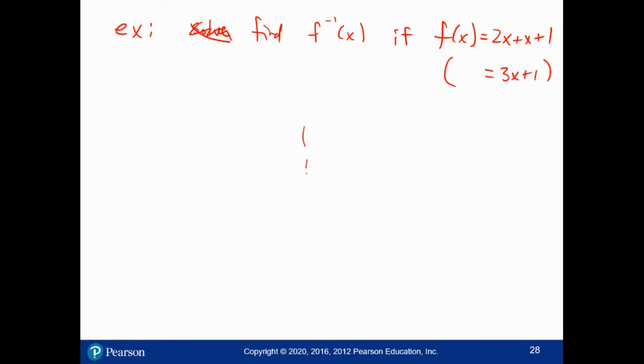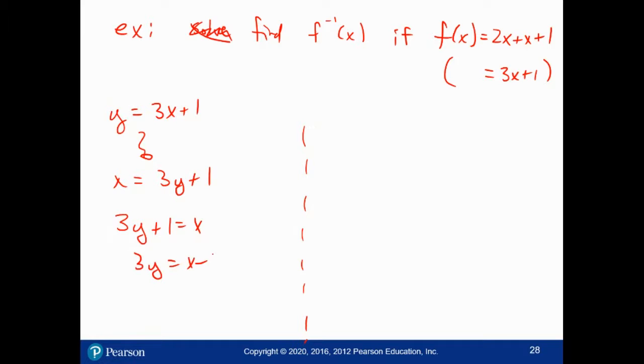So the first way we might do this is we say, okay, I had y equals 3x plus 1. So now I swap them, and I write x equals 3y plus 1. And now I try to solve for y. So we have 3y plus 1 equals x. Let's subtract the 1 and divide by 3. And then you can say this is f inverse of x, and you can check that f of f inverse and f inverse of f just give me an x.